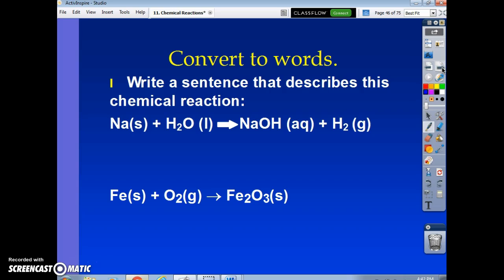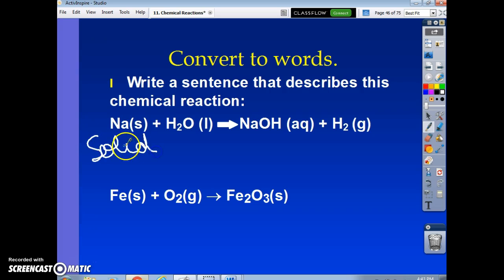First of all, you have to know how to convert a sentence that is in chemical formula to one that has words. What I mean by that is this first one has these little S's, L's, and AQs. You already know what they mean: S means solid, L means liquid, AQ means aqueous. Hopefully you remember what that means. It means in a solution with water. And G is gas. So to write this out, we would say solid.